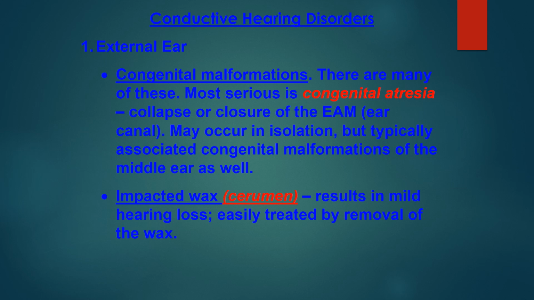Conductive hearing loss, external ear, the congenital malformations. There are many of these. Most serious is congenital atresia, collapse or closure of the ear canal, or external auditory meatus. It may occur in isolation but is typically associated with congenital malformations of the middle ear as well. Impacted wax results in a mild hearing loss easily treated by removal of the wax.